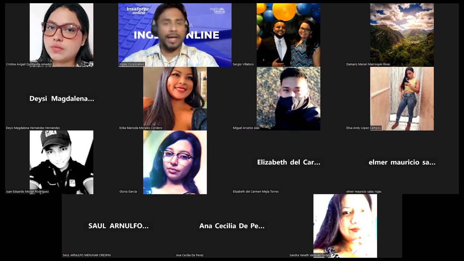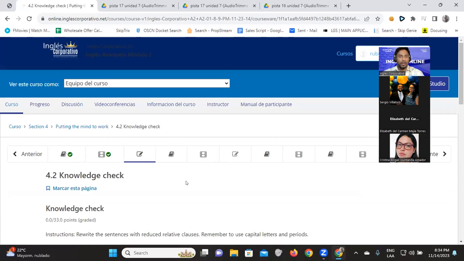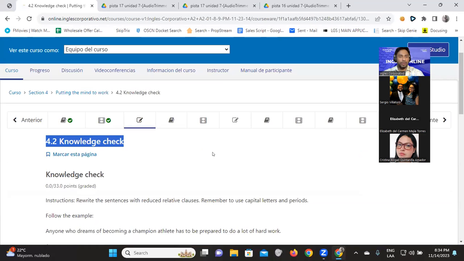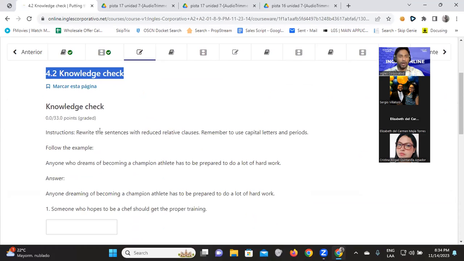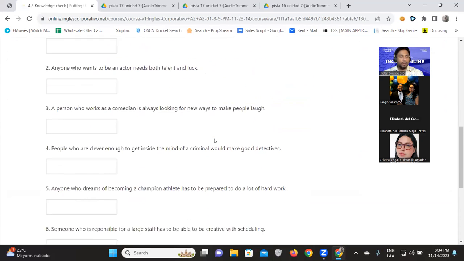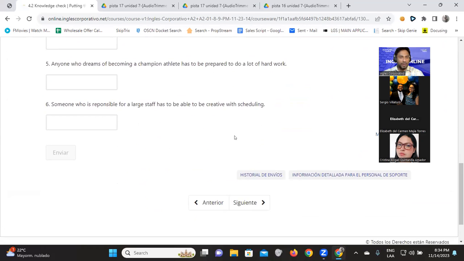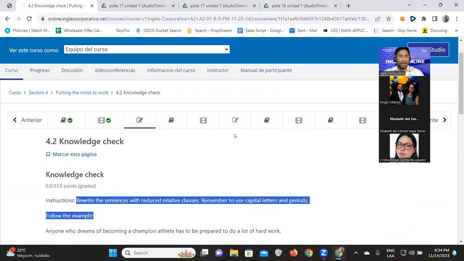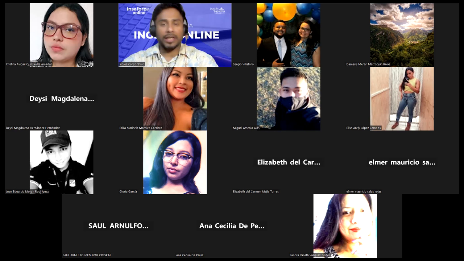Let's go ahead and take a look at the next one, which is 4.2, knowledge check. Rewrite the sentences with reduced relative clauses. Remember to use capital letters and periods. I would like for you to complete this exercise in pairs, and then we are going to check it together as a class. We're going to change groups. Let's go.